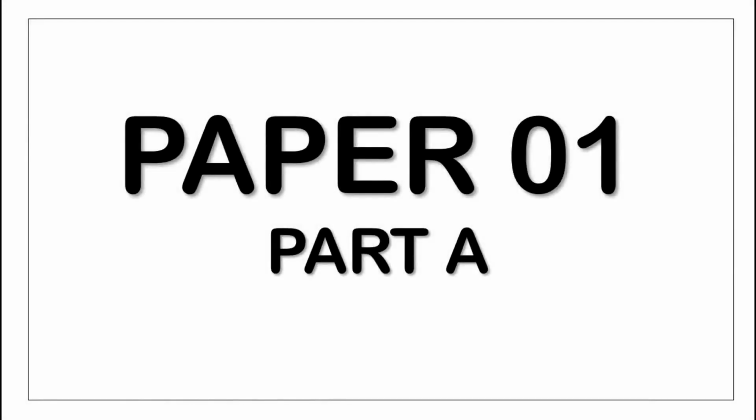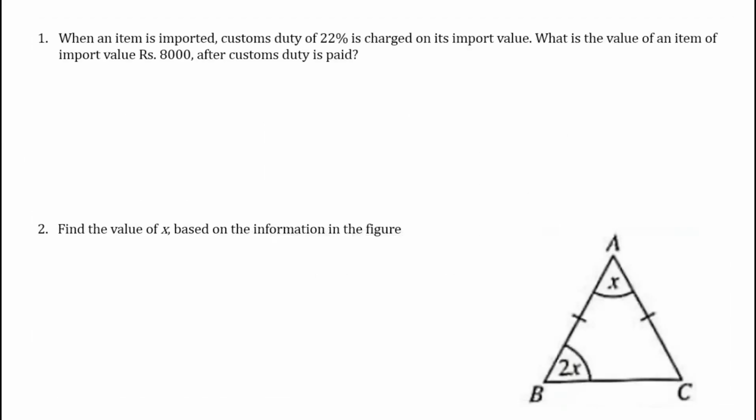So now let's move on to paper 1 part A. And these are the first 25 short questions which is in your part A paper 1. Question number 1. When an item is imported, custom duty of 22% is charged on its import value. What is the value of an item of import value rupees 8000 after custom duty is paid?